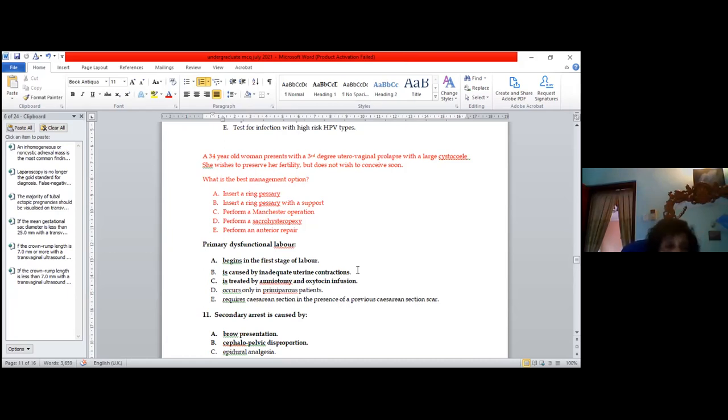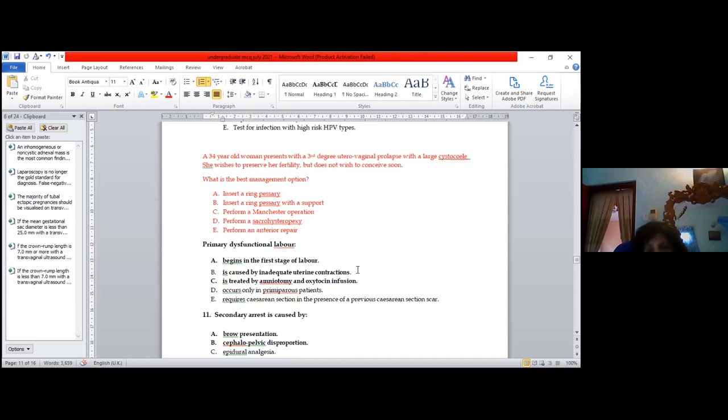Things that should be satisfied are no obstruction, adequate pelvis, and no malpresentations incompatible with normal delivery, like brow presentation, a posterior face presentation or transverse lie. If the fetal heart sounds are satisfactory and the mother is willing, we can start amniotomy and oxytocin infusion. It doesn't occur only in primiparous patients, it can occur in any patient.